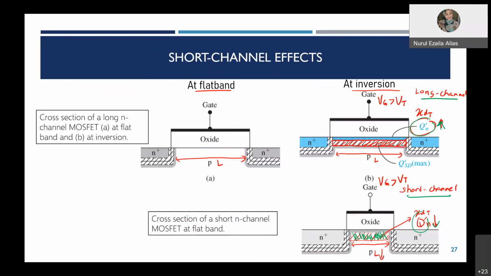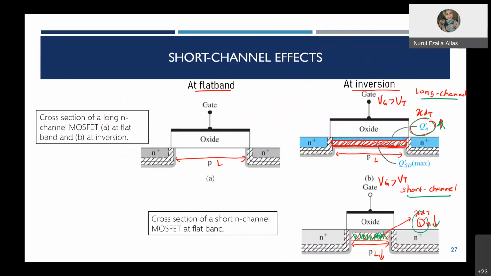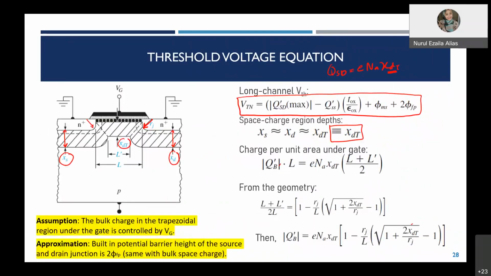Okay, very straightforward. The area is in square. However, if we consider the source and everything, there will be a space charge region under the drain, a space charge region under the source, and also an edge area over here, which is represented by R. Now, instead of the area being a square or rectangle as for the long channel, in the short channel it becomes like a trapezoidal area.